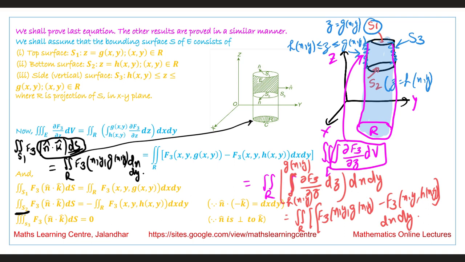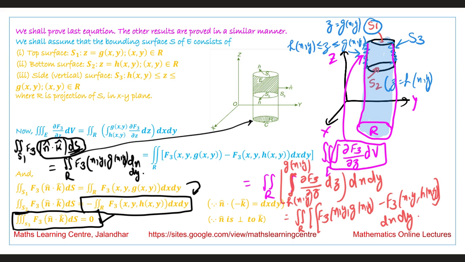Similarly, on the surface S2, we have this value with the negative sign, and on S3, this term is equal to 0. Because when we are talking about the surface S3, if I plot the normal over here, this is the direction of the normal, this is the direction of k cap, both are perpendicular to each other, so n cap dot k cap is equal to 0, so we are getting the answer as 0.